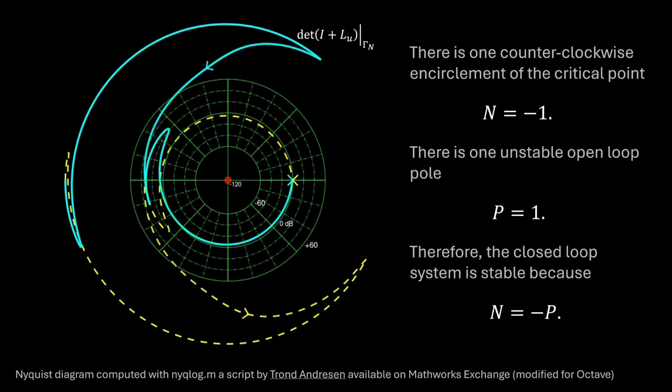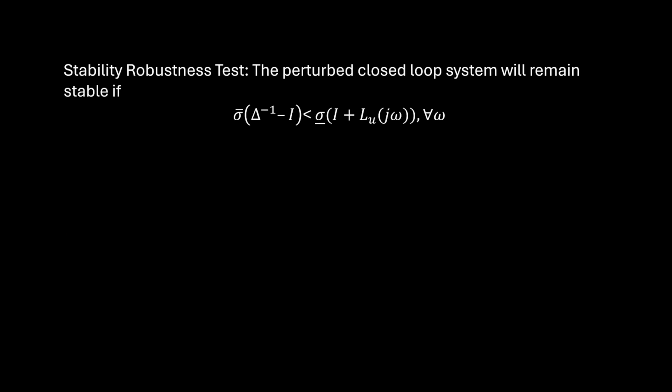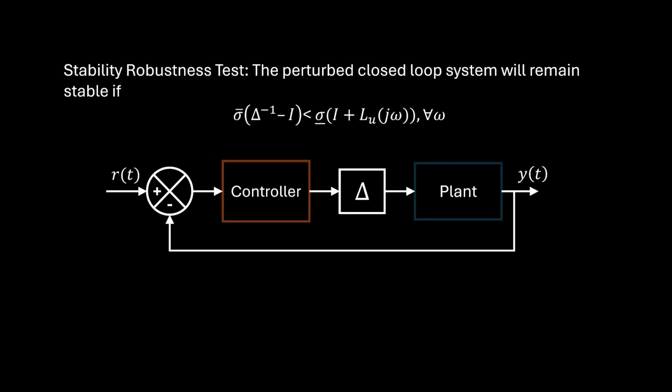Using singular values, the stability robustness test states that for the multiplicative disturbance matrix between the plant and the controller shown, call it delta, the closed-loop system is stable if the max singular value of delta inverse minus identity is less than the min singular value of the return difference over frequency.